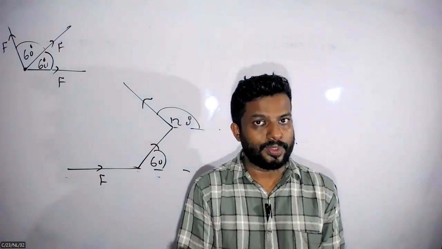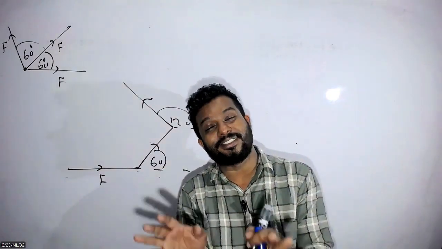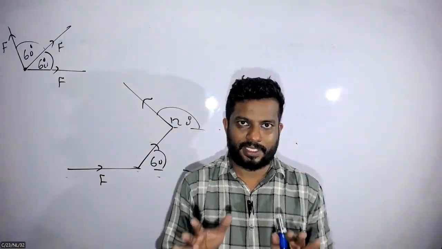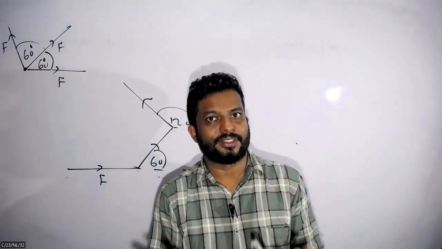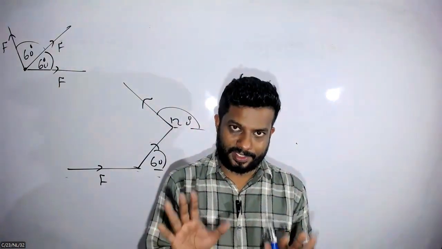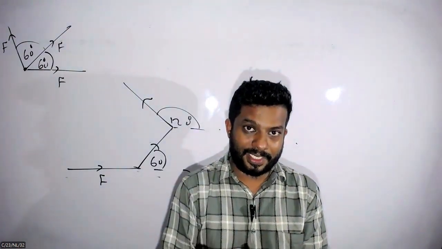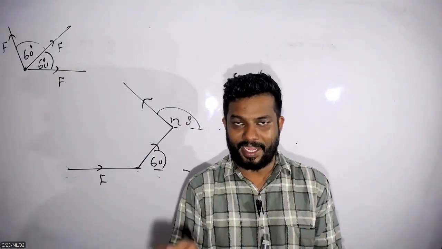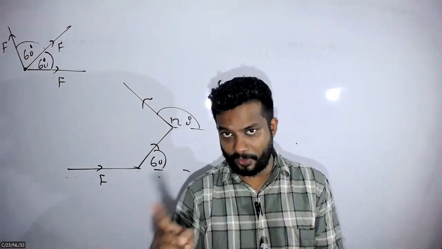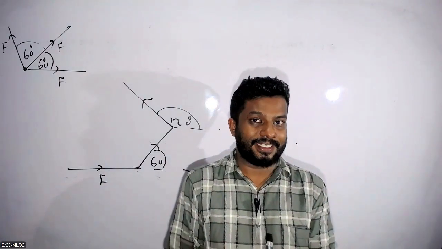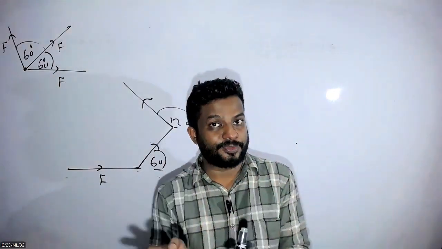There is no rule which vector should be represented first, which vector should be represented second. But when you represent vectors, you must start representing the second vector at the terminal point of the first vector. You must follow the head to tail method. And you should keep the magnitude and direction of each vector constant.